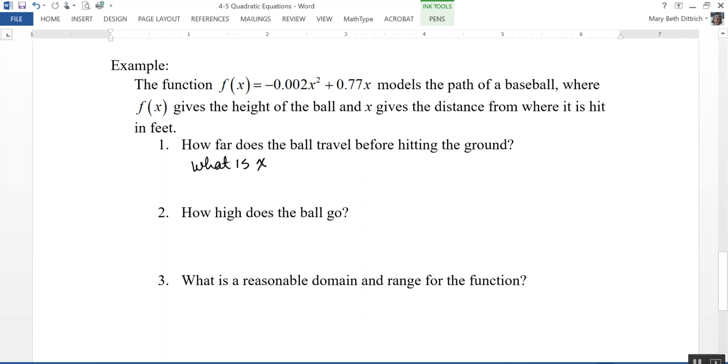What is the distance when y equals 0? In other words, what is the distance the ball has traveled when its height is 0? In other words, when it is on the ground. So in order to do that, I think I'm going to graph this one because what I want to do is see what the graph of this looks like.